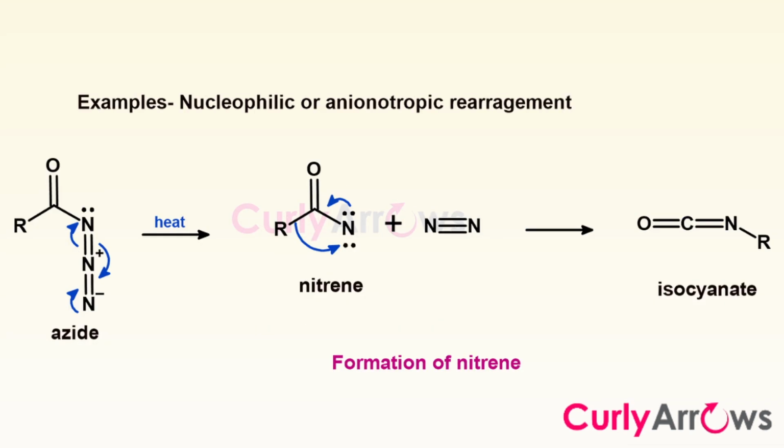Nitrene is an intermediate like carbenes formed by the heating of the azide. Nitrene is electron deficient and has a sextet of electrons which encourages alkyl migration to form isocyanate. Similar carbon-nitrogen migration of the alkyl group is seen in Curtius, Lossen, Schmidt, and Hofmann rearrangements.